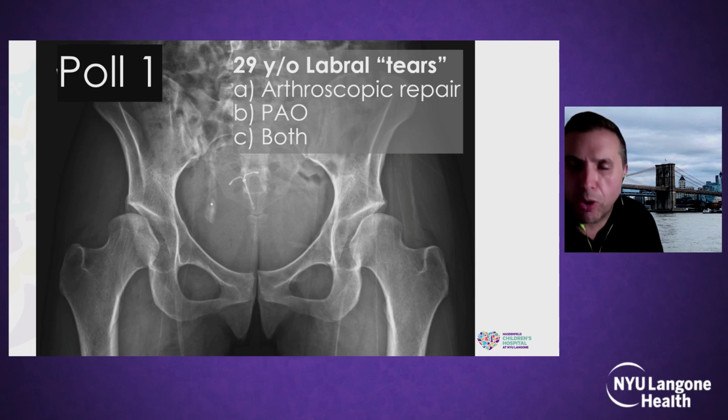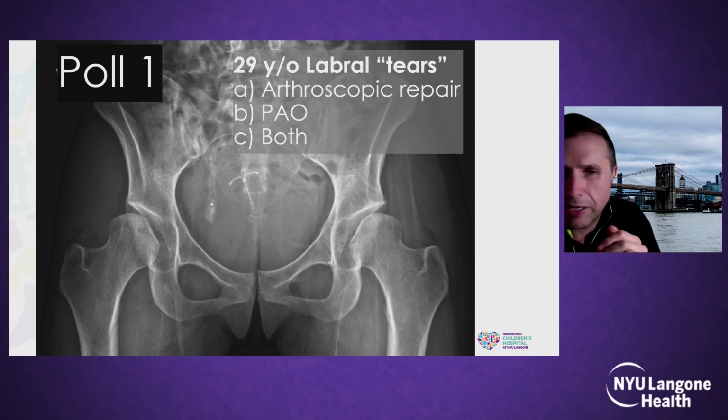So let's start with a poll, because this is not an uncommon scenario. This is a case which came to me, a 29-year-old who was referred because she was found to have labral tears on both hips. She didn't know there was acetabular dysplasia before she began with the pain. And again, the MRI report comes back as bilateral anterosuperior labral tears. So you get three options: arthroscopic repair, PAO, or both.